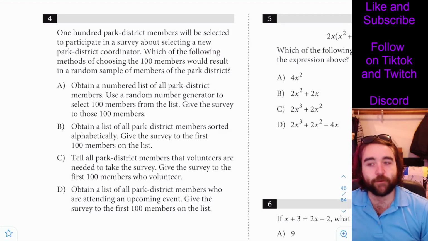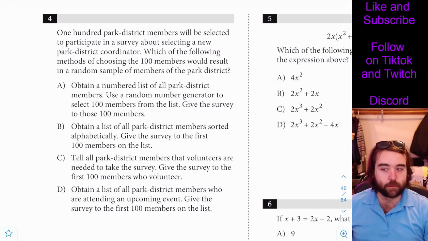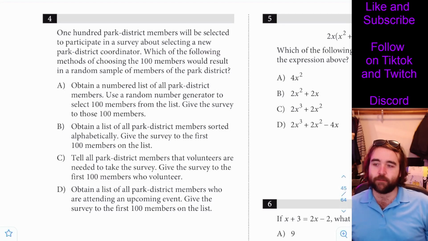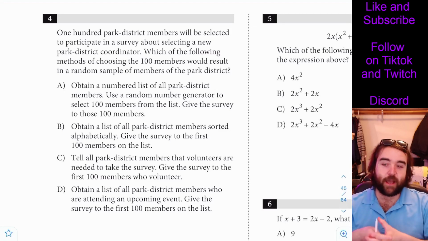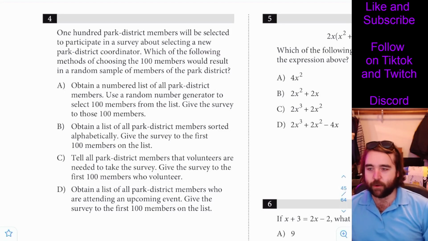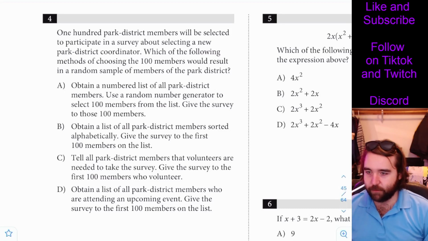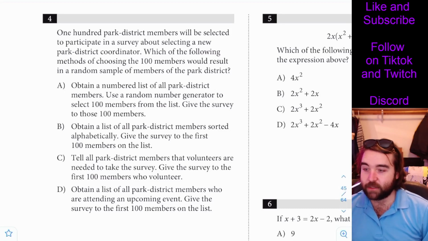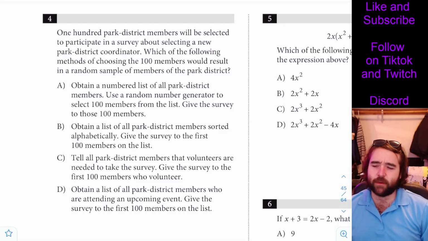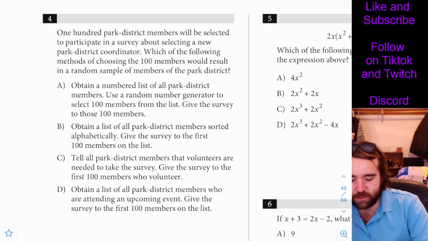So having people volunteer for a survey is always a problem because people that volunteer for a survey are the angry people, generally, or the people with extreme opinions, you would say. So you're not going to get just like the average opinion, which is what we see on Twitter, too. We see all the angry people on Twitter. All the people with the good opinions don't say anything because they're just like content. But all the angry people, they're the ones that talk. So that's not going to work. Obtain a list of all Park District members who are attending an upcoming event. Same thing. Exact same thing. If you're coming to an event, you have a more positive favor of it. So that's no good. A is definitely the correct choice.